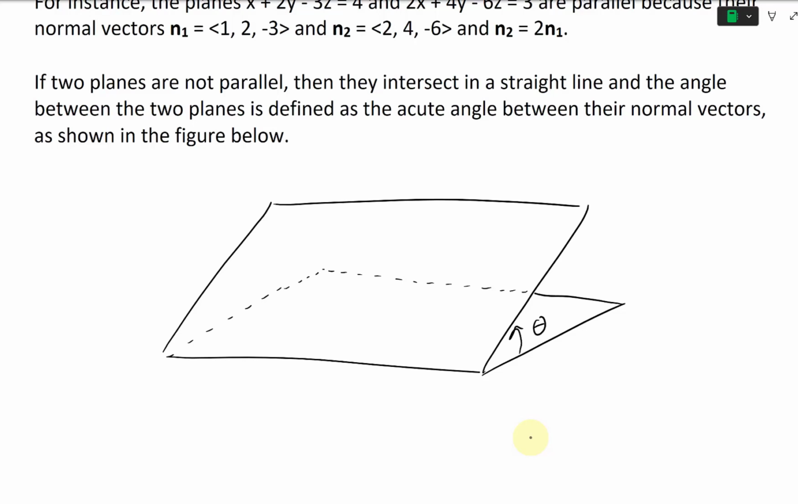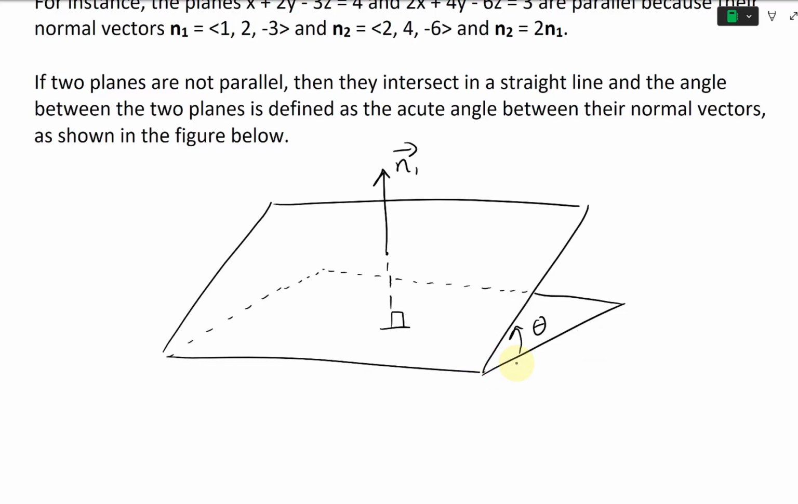There's the line there. Let's say the bottom plane is plane 1. I'll put a dashed line going up through this point, all the way across to the top here. This is going to be your n1 vector, like that. And this angle here is theta.